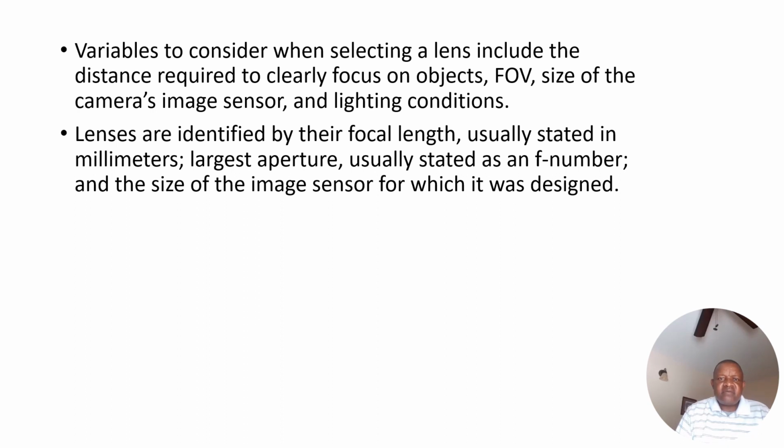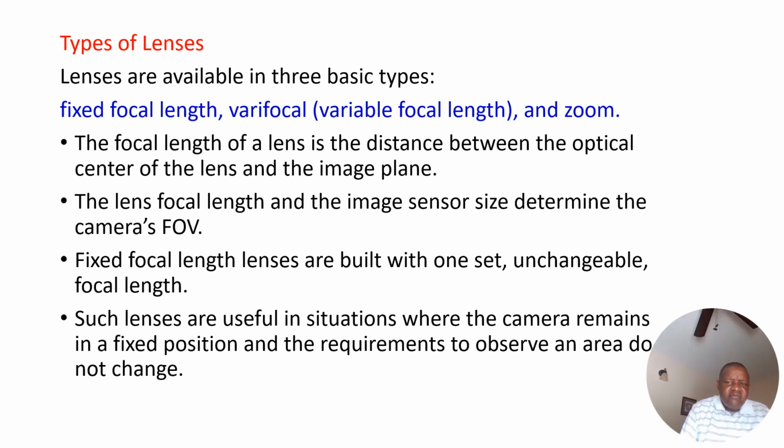Lenses are identified by their focal length, usually stated in millimeters, largest aperture, usually stated as an F number, and the size of the image sensor for which it was designed. We also look briefly at types of lenses. This is just additional information. Lenses are available in three basic types: fixed focal length, varifocal length, and zoom length.